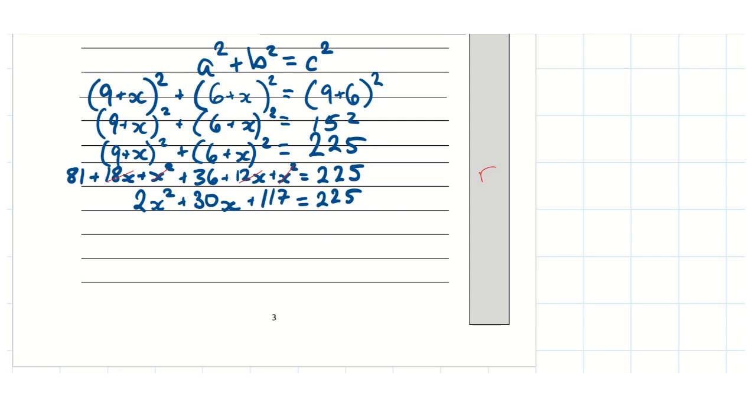Well, I know that I want a quadratic equation to be in the format ax squared plus bx plus c equals 0. It's really, really important that I get everything equal to 0 or else I can't figure out what my x is. So let's have a go and see if we can do that. We'll do that by subtracting 225 from both sides.